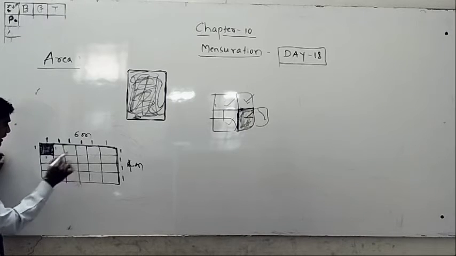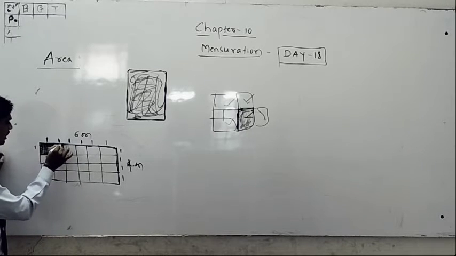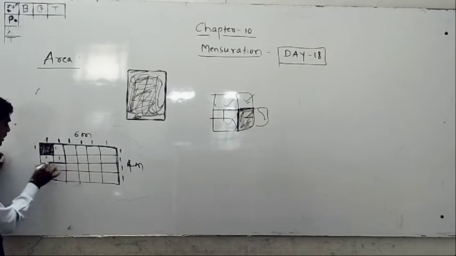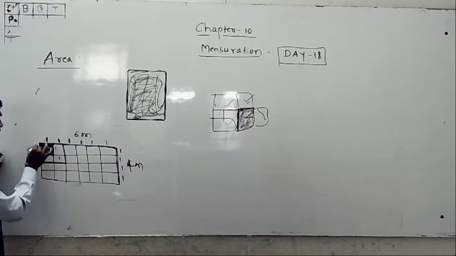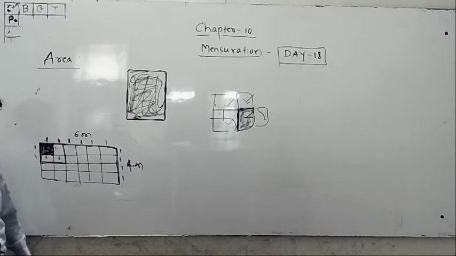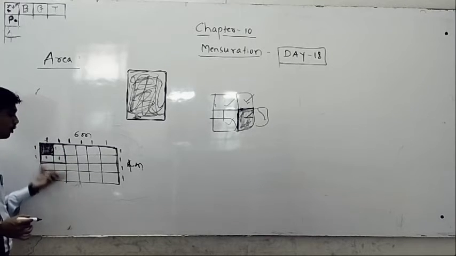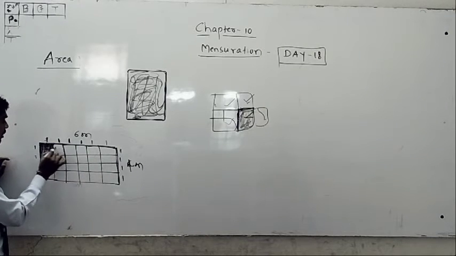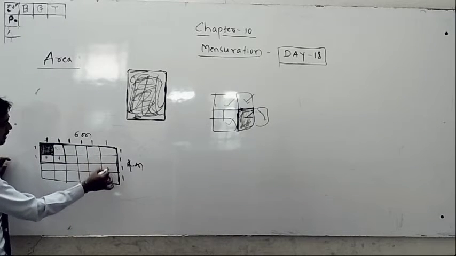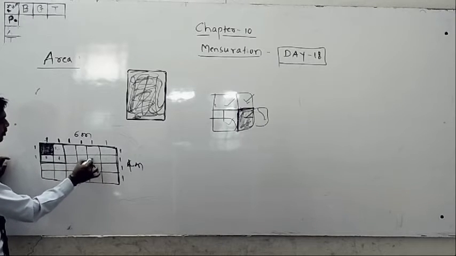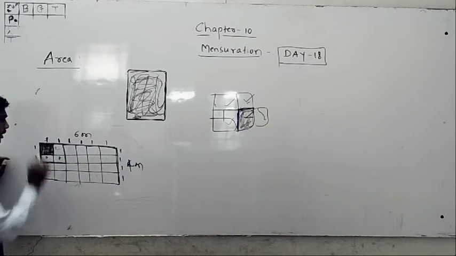Okay, look here: here to here 1 plus 1 is 2, and here to here 1 plus 1 is 2. All sides are 1 2 3 4. How much is the area? 4 meter. Then you have to count how many boxes are there: 1 2 3 4 5 6 7 8 9 10 11 12 13 14 15 16 17 18 19 20 21 22 23 24.